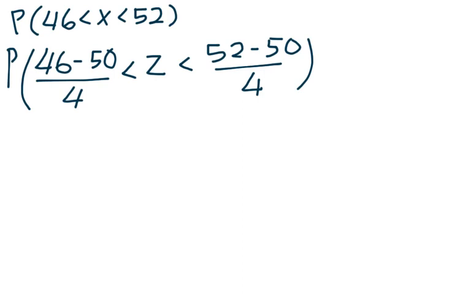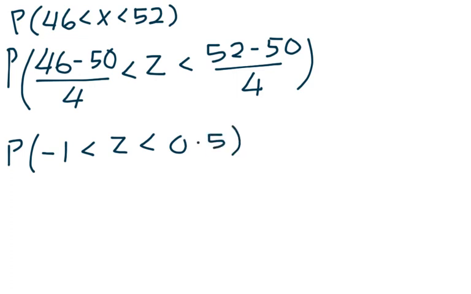Okay, so still the same thing. Once we put into the formula, we need to calculate for the z value. So 46 minus 50 and then divided by 4. So we are going to have negative 1. So this one we simplify, we have negative 1 less than z. And this one we have 52 minus 50 and then divided by 4. So we will have 0.5.